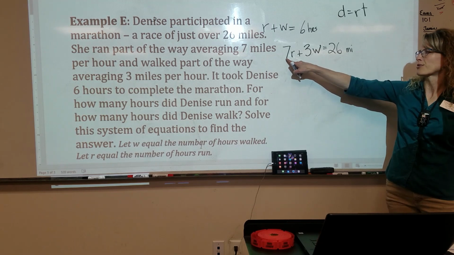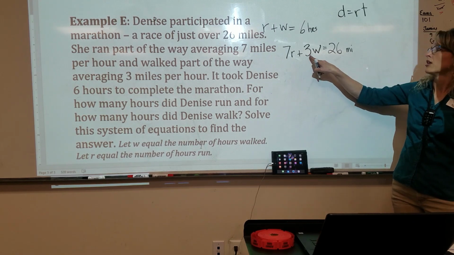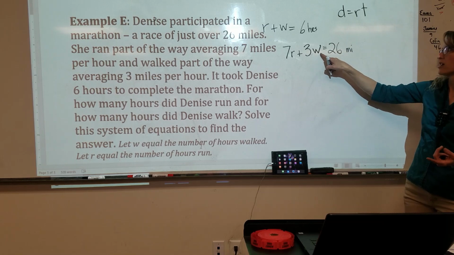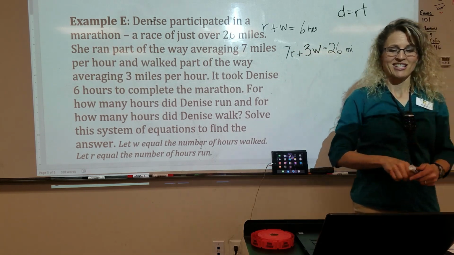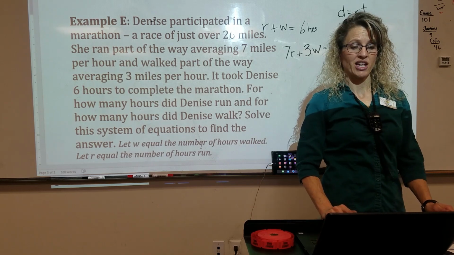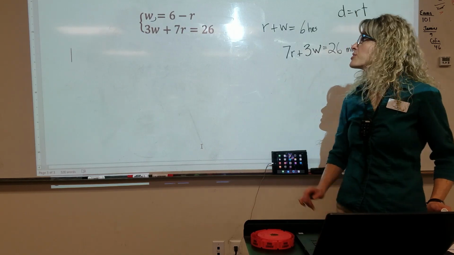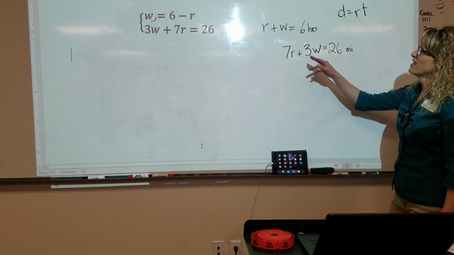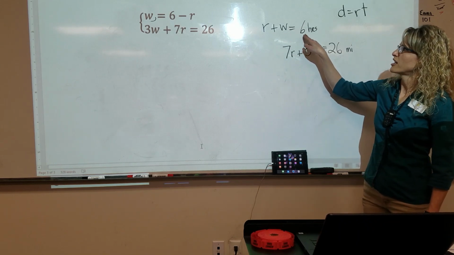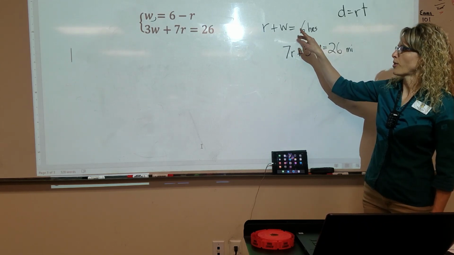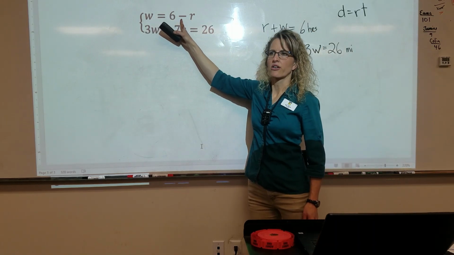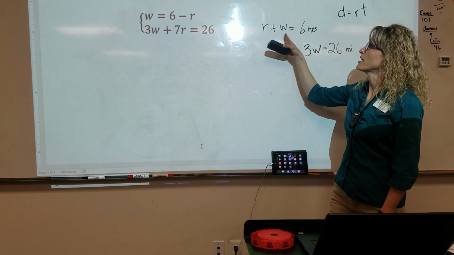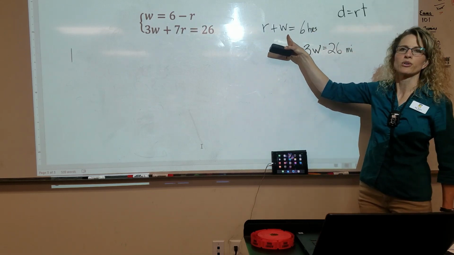So if you see a rate times a time, a rate times a time, that's going to give you your total distance. So here are our two equations. Sometimes they give them to you anyway, so in this case they gave them, so we get to just start there. But wait a minute. Didn't we write running plus walking added up to 6 hours? Why do they have W equals 6 minus R? Why does theirs look different from the one that we came up with?